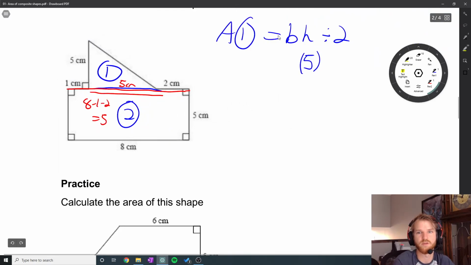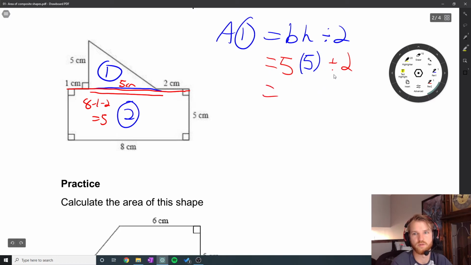So now I'm ready to put that into my equation here. My height was 5, and my base is also 5 now, and divide by 2. On my calculator, I'm just saying 5 times 5 divided by 2. This would be 25 divided by 2, which is 12.5. So that's the area of my triangle.